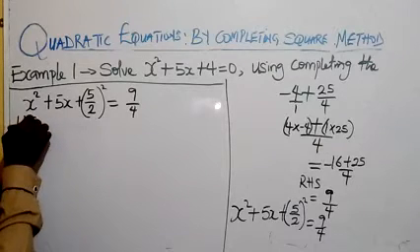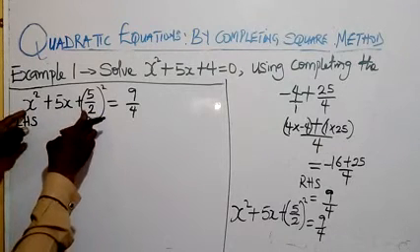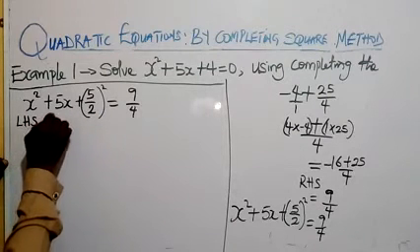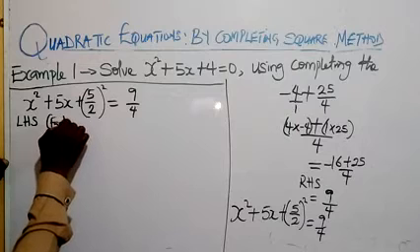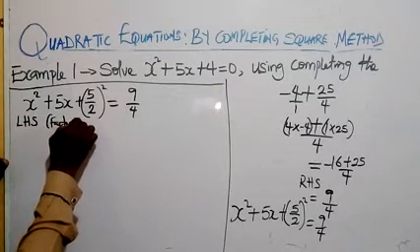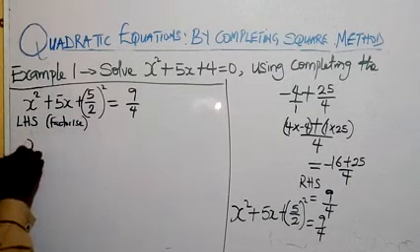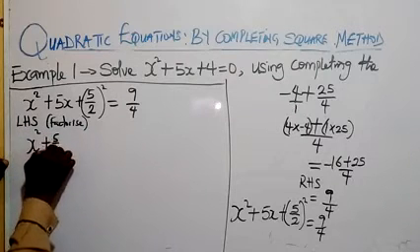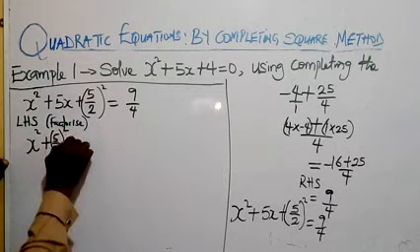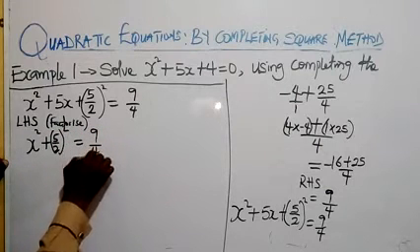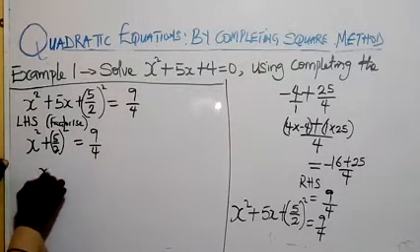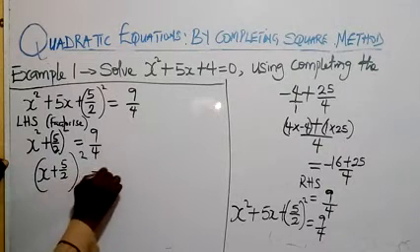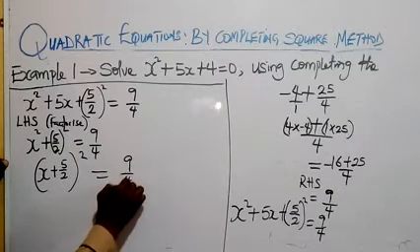The left hand side. Alright, you can see that this is a perfect square. Alright, what do we do? We factorize this. Factorize the left hand side. Thereby we have x plus 5 over 2 all squared equals 9 over 4.